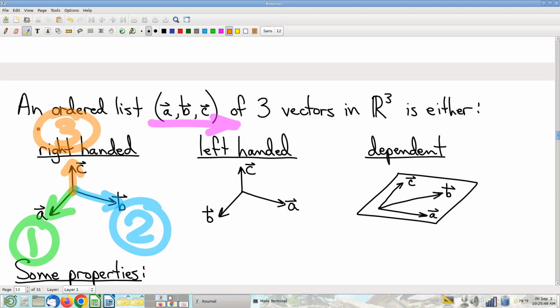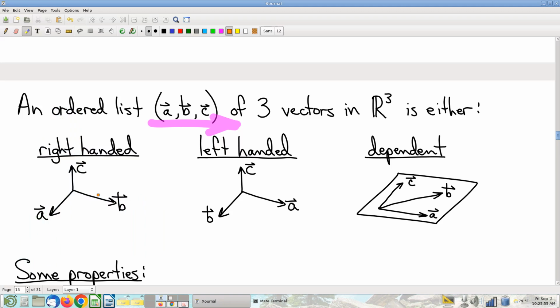Now, by contrast, let's look at this other collection, or this other arrangement here. And again, A is first. B is second.